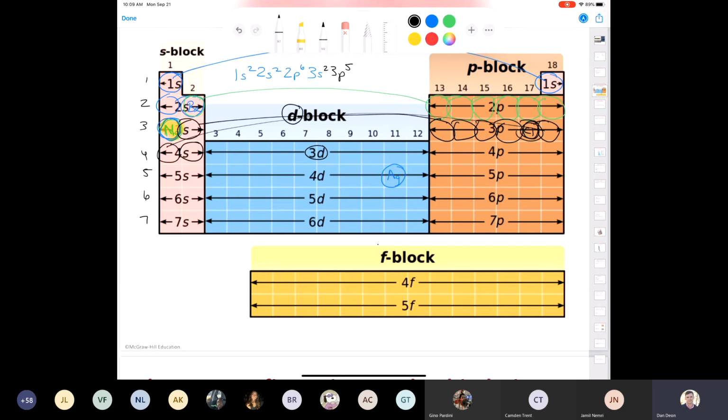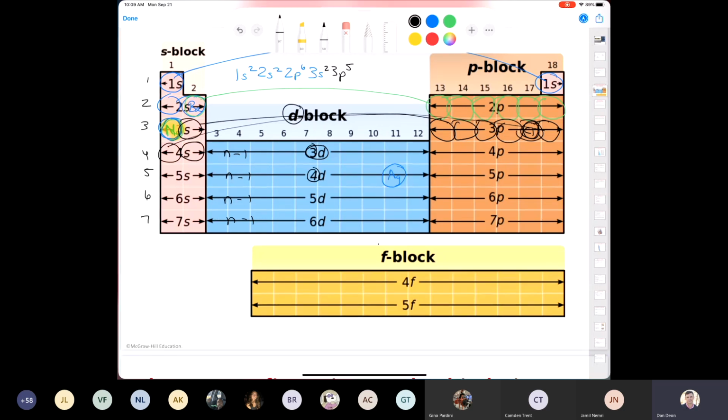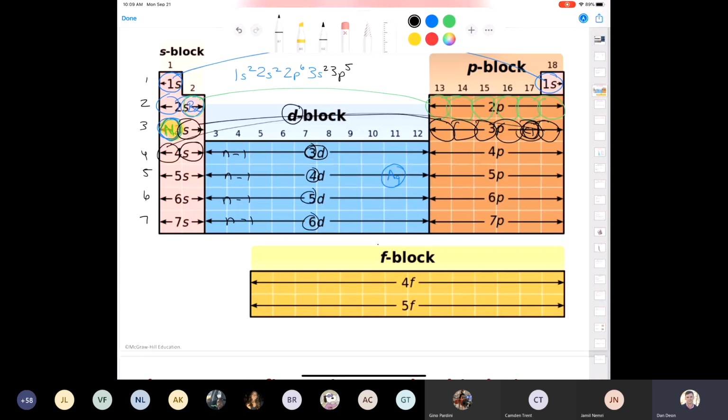So for the d block, you always take n and subtract 1, right? n minus 1, n minus 1, n minus 1. 4 minus 1 is 3. 5 minus 1 is 4. 6 minus 1 is 5. 7 minus 1 is 6.